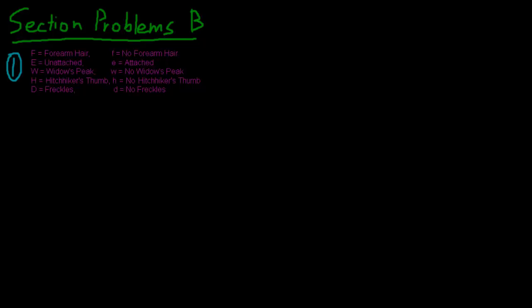In this video, I'm going to be going over section problems B. I've started out number 1 by writing out what they give us in the 5 Roman numerals. They tell us that forearm hair is dominant to absence of forearm hair. So I wrote big F is forearm hair, little f is no forearm hair.